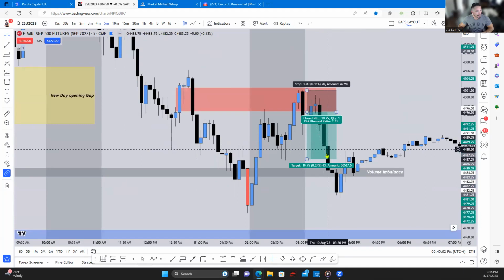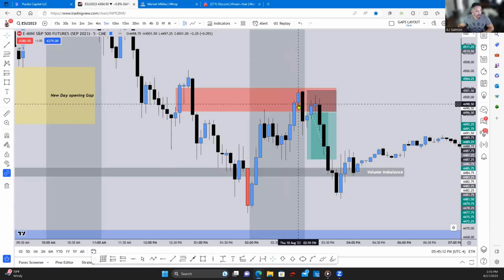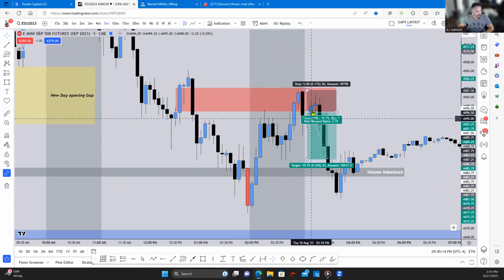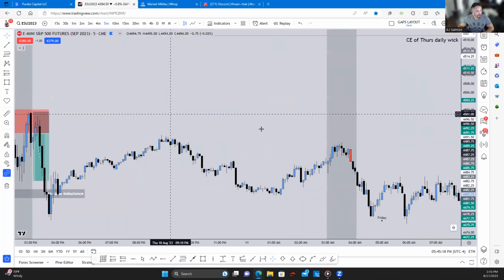So there were 2 setups right there in that day on Thursday. Okay. So using this fair value gap outside of the PM session, which is from 2 to 3, last hour of trading, boom. Okay.